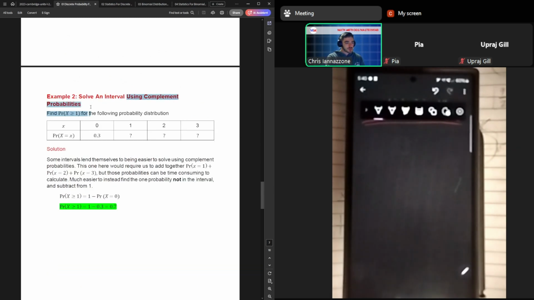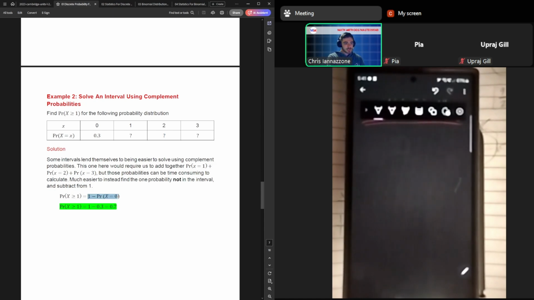This is where complement probabilities become quite handy. So we want to find the probability that x is greater than or equal to 1. We don't know any of these, and I haven't told you anything about the experiment. So there's no way for us to solve what these could potentially be. But we do have this initial value here, the fact that little x being 0 has a probability of 0.3. From there, because this entire table has to add up to 1, it means that everything in here must be 0.7, right? Because you've got 0.3. What plus 0.3 gives you 1? Well, that's going to be 0.7.